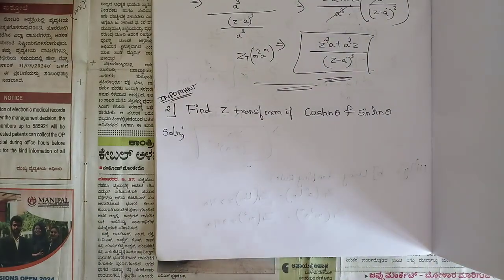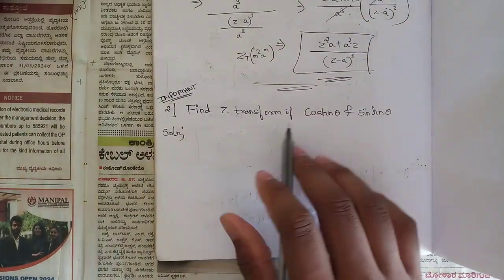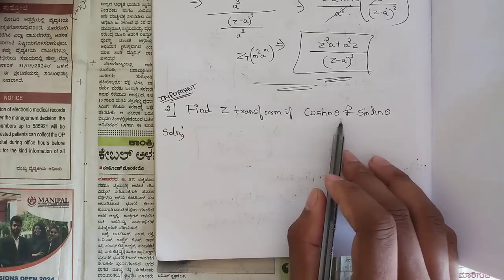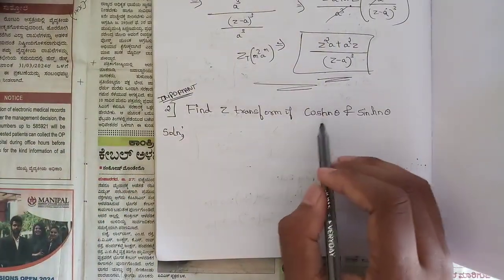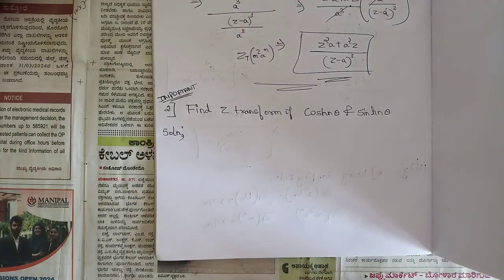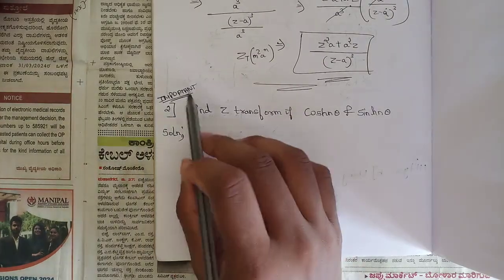So yeah, this is the second question. Find the z transform of cosh nθ and sinh nθ. Now what is this h? This h is a hyperbolic function. You might have heard this in your previous semesters, hyperbolic trigonometric functions. So this question is there, right?